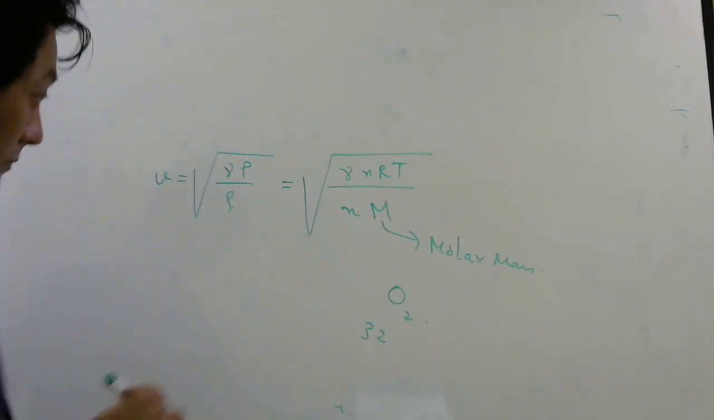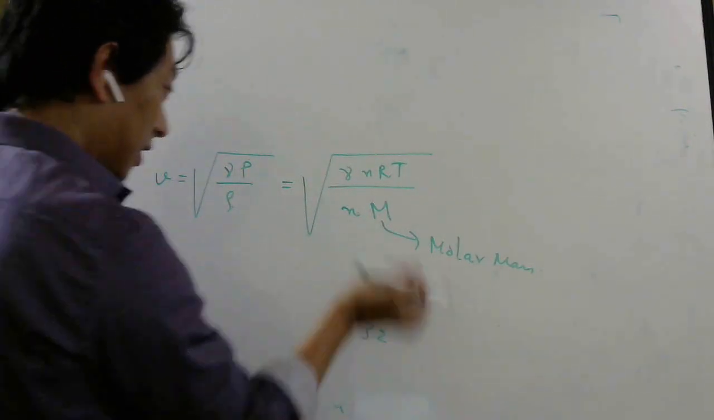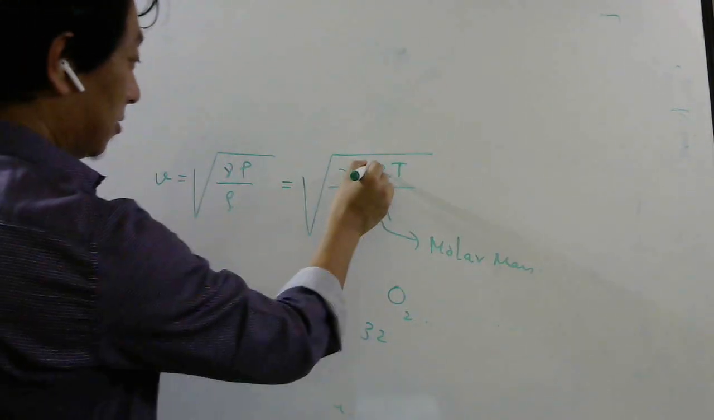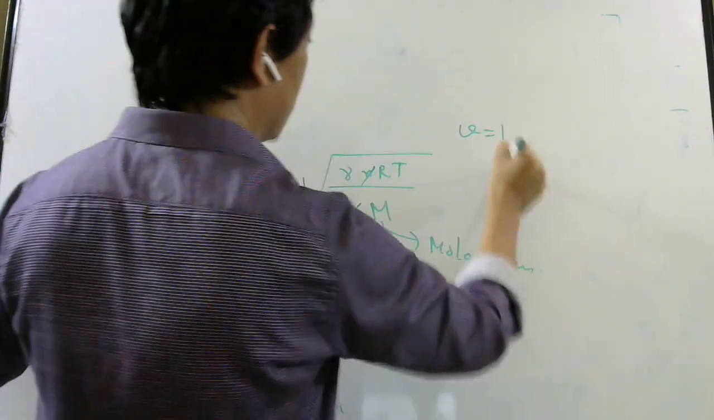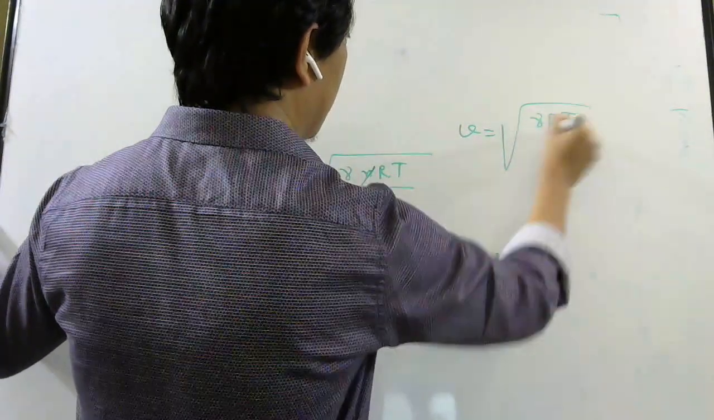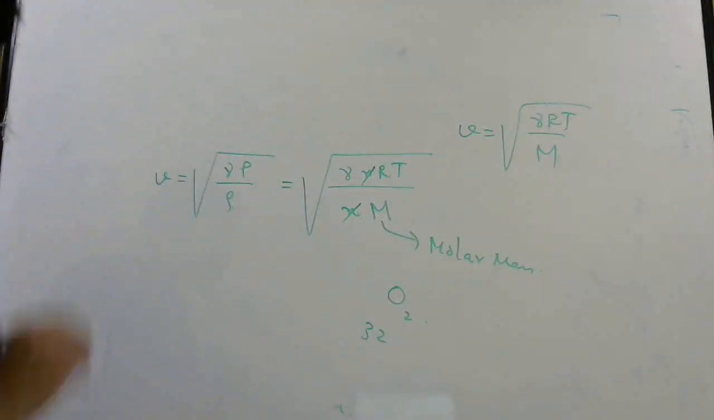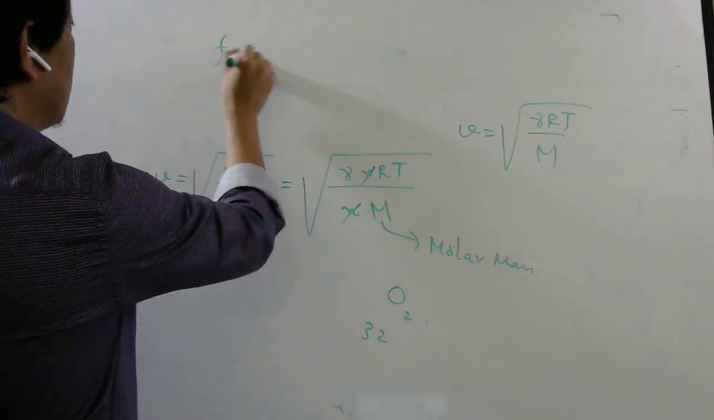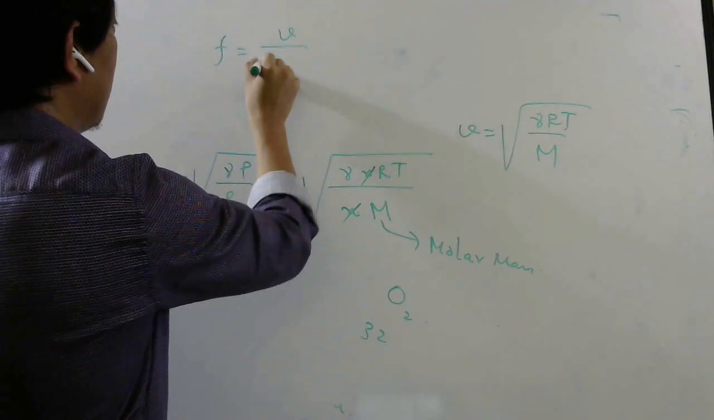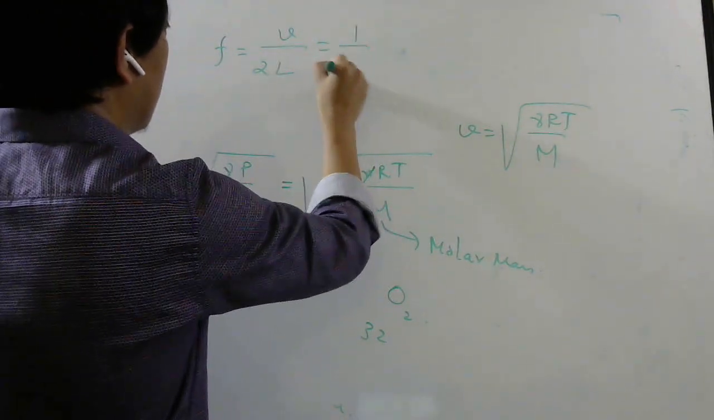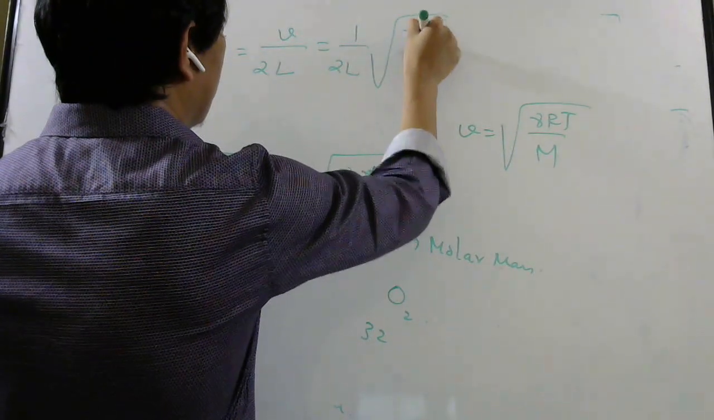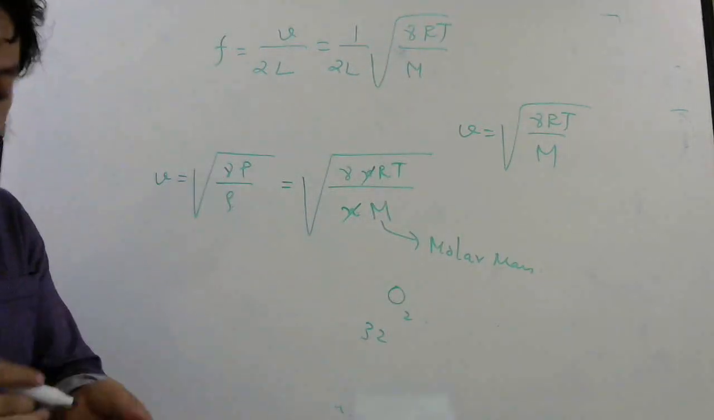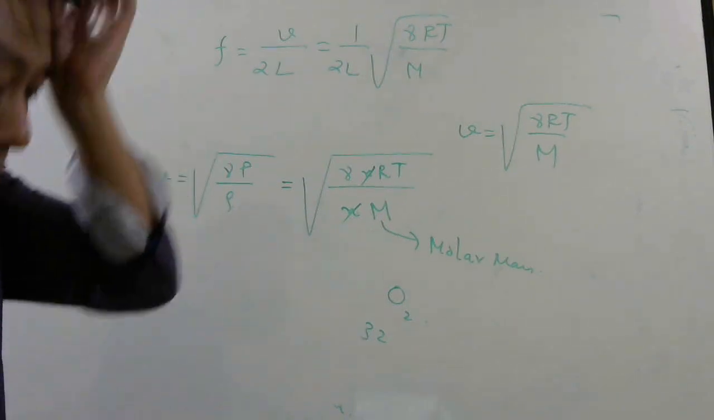So if it is oxygen gas, then it is 32 grams. So that you have to convert in kg and then substitute if you want the answer in meter per second. So this n will cancel. So what is the speed of sound? Root over gamma RT by M. So now if you go back to that open pipe and closed pipe formula, the fundamental frequency in open pipe was what? V by 2L, which I can now write as 1 by 2L root of gamma RT by M. This T represents temperature in Kelvin scale. So it is called absolute temperature.